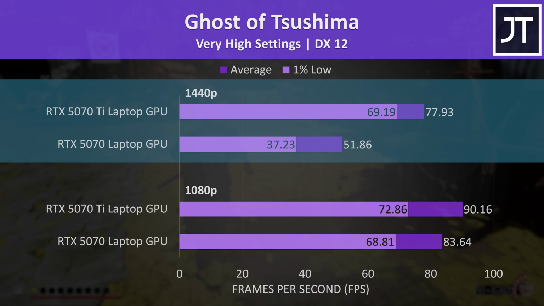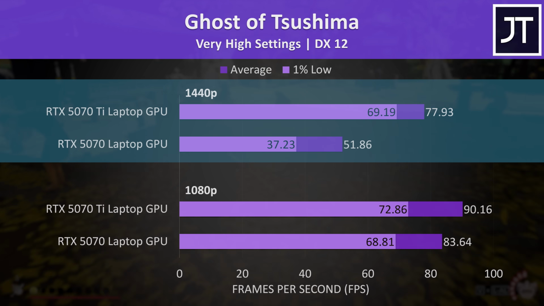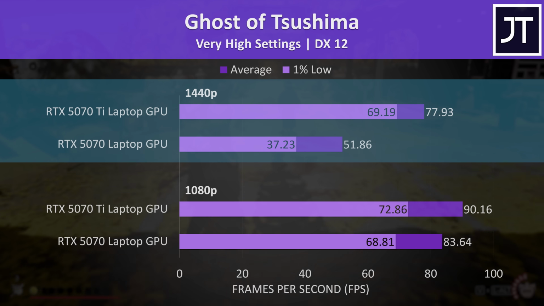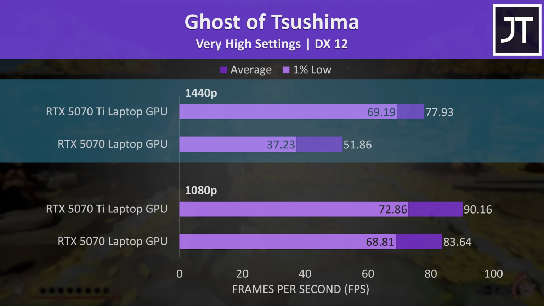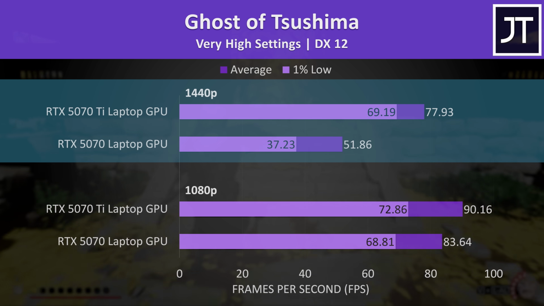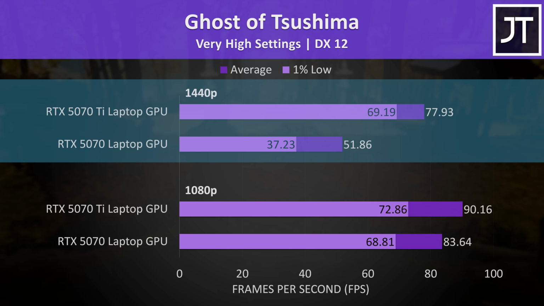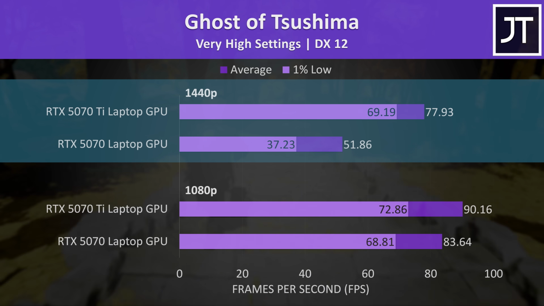But then at 1440p, this game had the third biggest difference out of all 25 games tested, with the Ti reaching a 50% higher average frame rate. Sometimes the 5070 was about 10 FPS higher than this, but on average, it hit the VRAM limit and got held back.